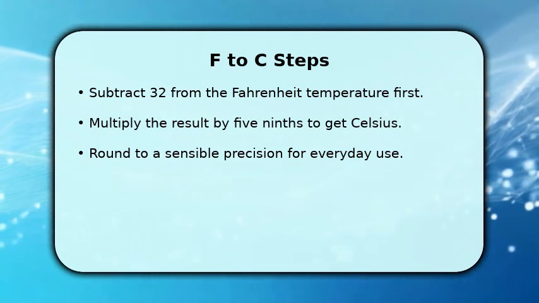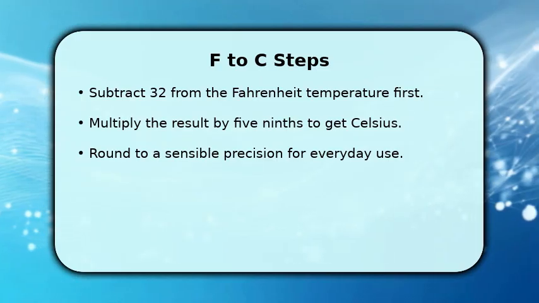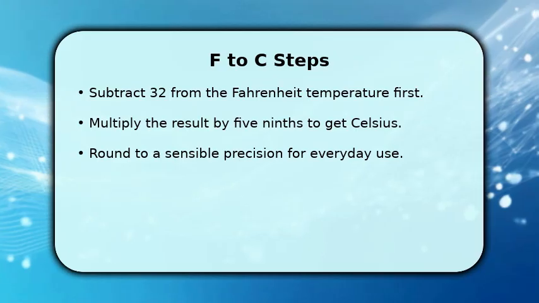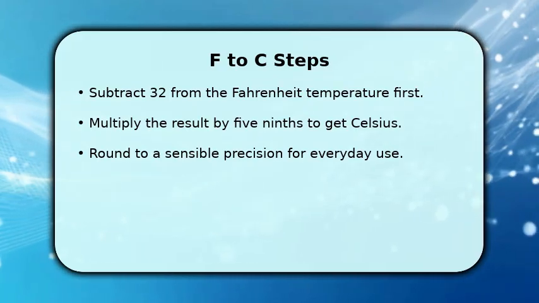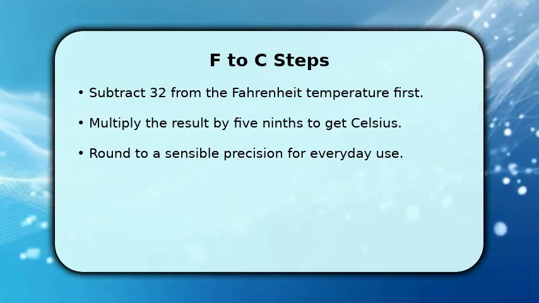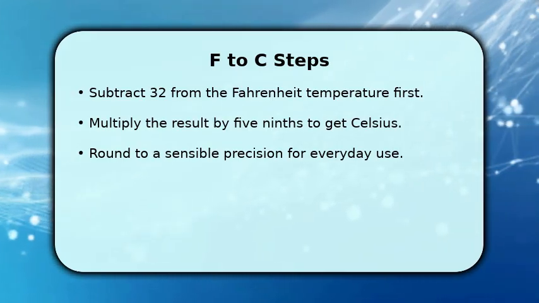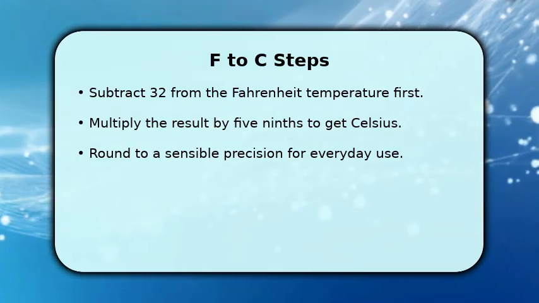Begin with the Fahrenheit number and subtract 32 immediately to remove the offset. Next, multiply that difference by 5/9 to scale to Celsius properly. Finally, if you need a tidy number, round to 1 decimal place for cooking or whole degrees for quick estimates that are easy to remember.